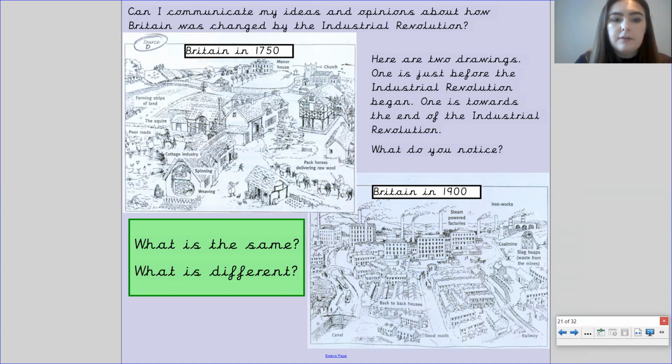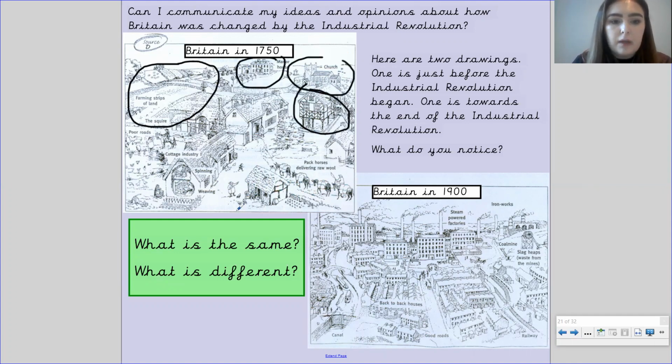Okay, so if we have a look at Britain in 1750, we can see lots of fields, we can see some small houses, there's a church over here, and then we've got a big manor house over here. And if you have a look at what the words say, it tells you about what was happening inside some of these buildings. So there was weaving, spinning, a cottage industry. There was poor roads as well, so the roads were probably just dirt tracks.